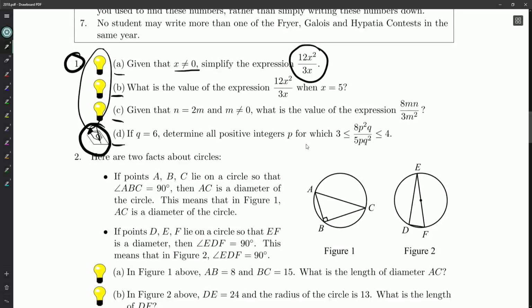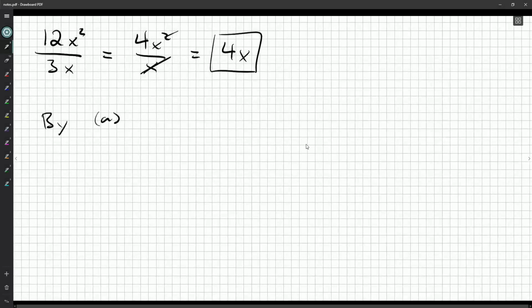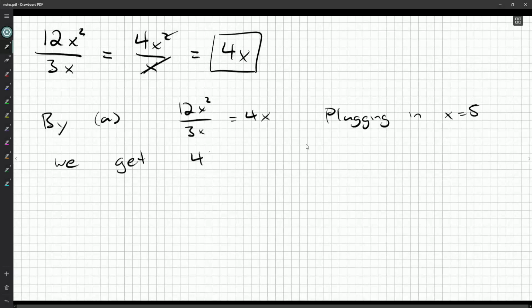Alright, 1b. What is the value of the expression 12x squared over 3x when x is equal to 5? Okay. Now we could plug 5 into this expression in both places that we see an x and simplify from there. Of course, we can always grab our calculator if we need to. But in a, we already simplified this expression. So we might say something like, by a, 12x squared over 3x is equal to 4x, and plugging in x equals 5, we get 4 times 5 is 20.